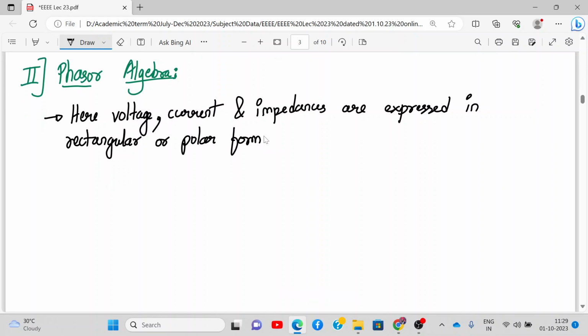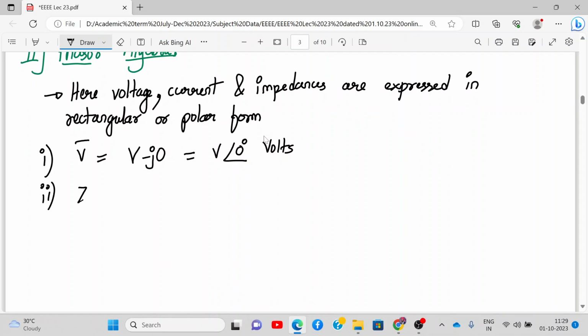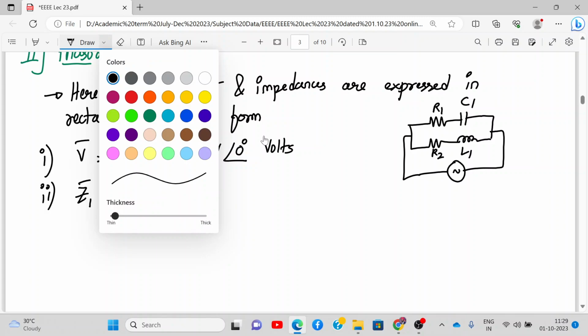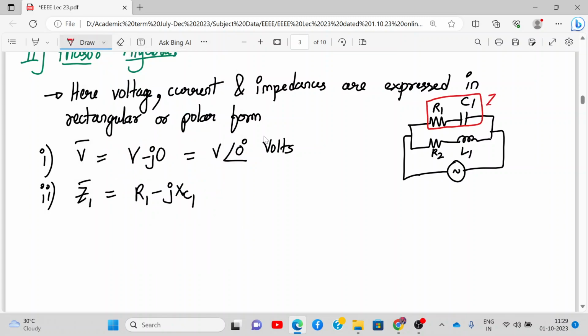Okay, so let us represent V first in polar form. V bar in rectangular form is V minus j0, and in polar form it is V angle 0. Remember, this is the RMS value. What was Z1 given by? Z1 bar is R1 minus jXC1. We are talking about this circuit: R1 C1 in series in the first branch, R2 L1 in the second, with Z1 and Z2 and the source V hertz. This is the parallel AC circuit we are talking about.